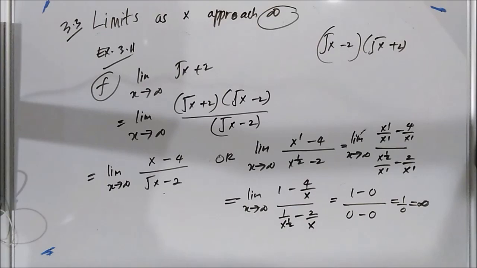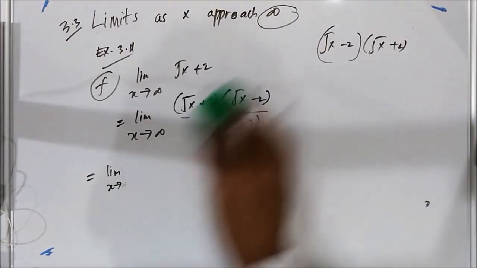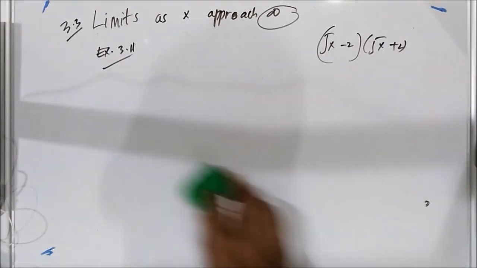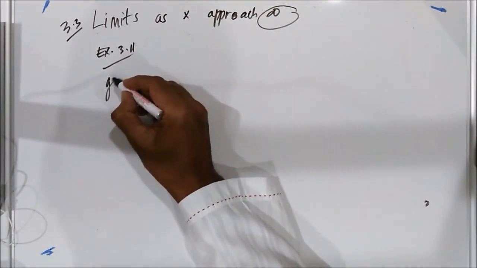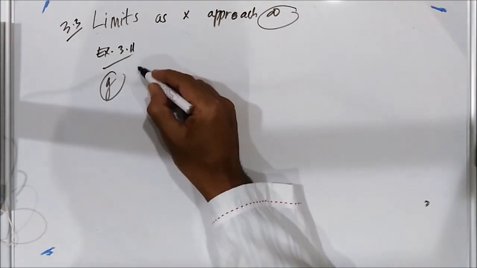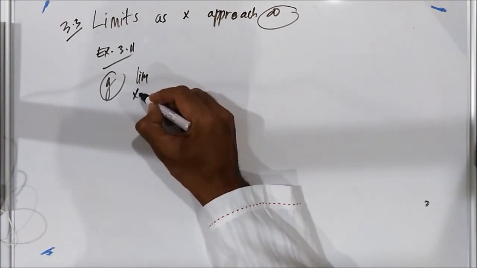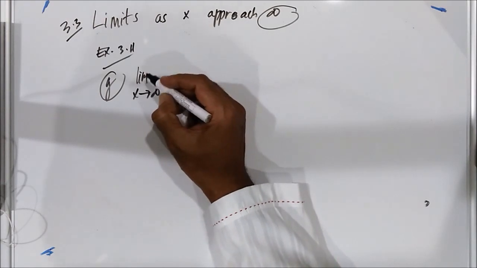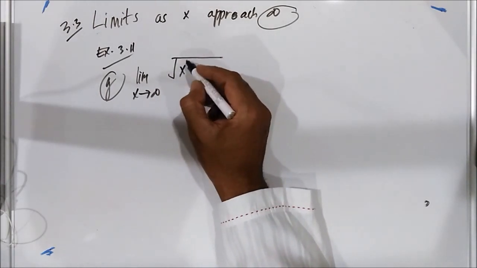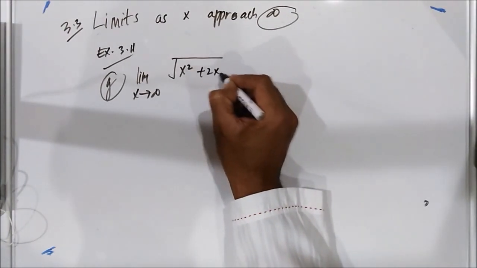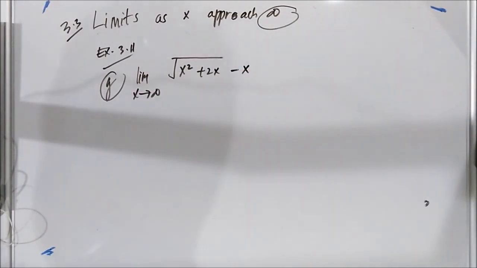The last one is G. How to solve G? So for G, we have the limit as x approaches infinity of square root of x raised to 2 plus 2x minus x.